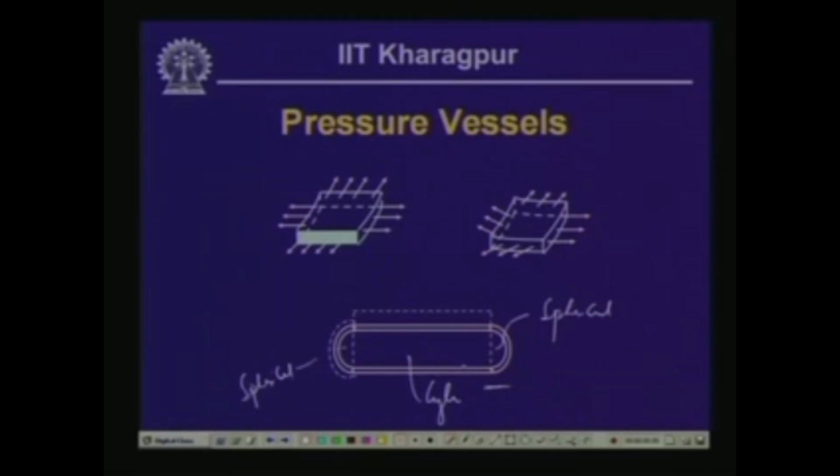Now, as we have seen, the stress in the cylindrical one, which is P r by T, is larger than the stress corresponding to the spherical vessel, which is sigma, which is P r by twice T. And also, if we compute the deformation, we will find that the deformation in the cylindrical one, let us call this delta, is also larger than the deformation caused in the spherical part, if we call this delta 1.